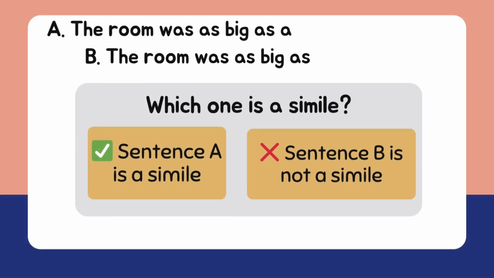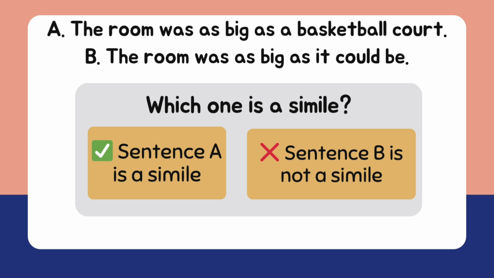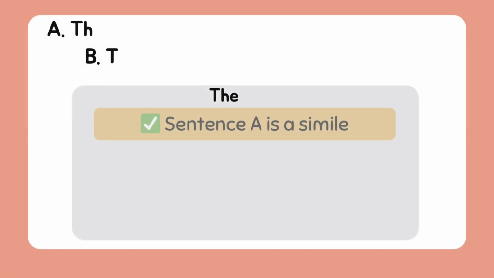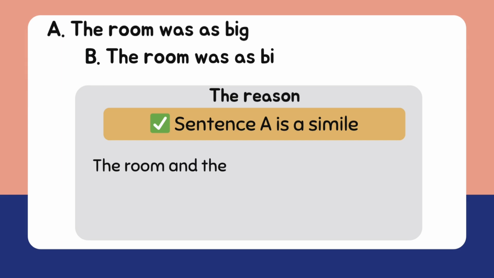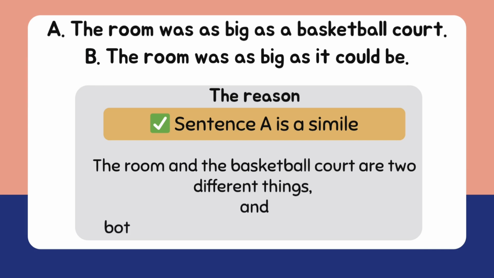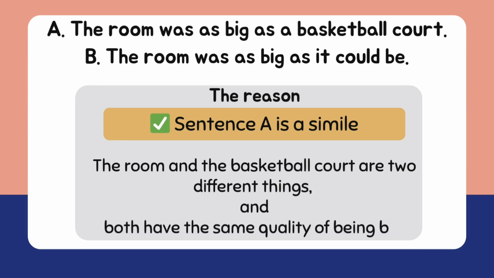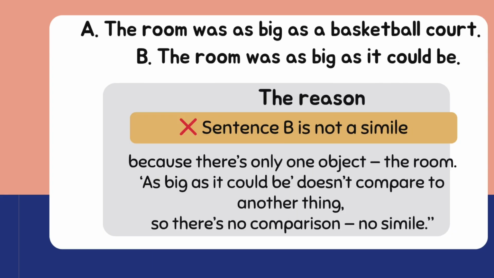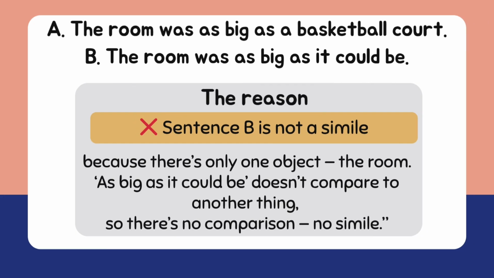Now look at both the examples. The room was as big as a basketball court. The room was as big as it could be. Now which one is a simile? Obviously, after learning all these things, you understood sentence A. So why? The reason is the room and basketball court are two different things which have one shared quality. They both are as big. So now you understand why it was a simile.